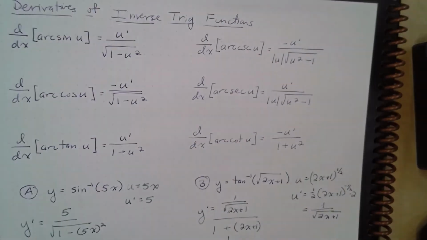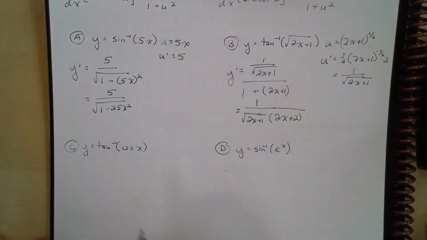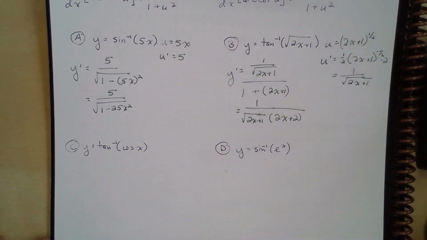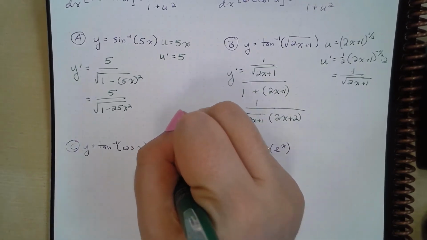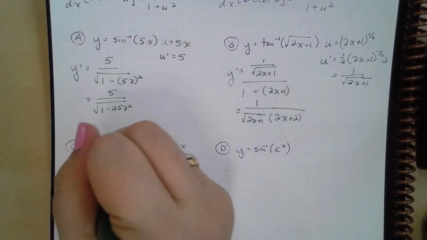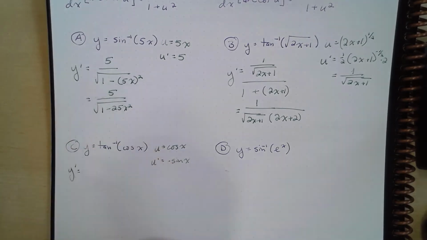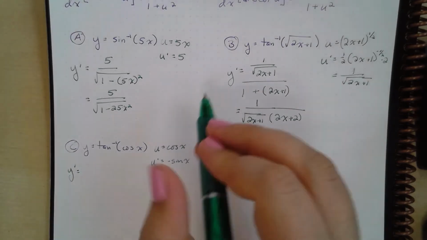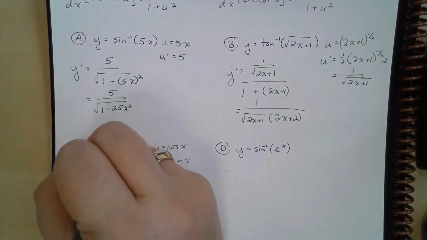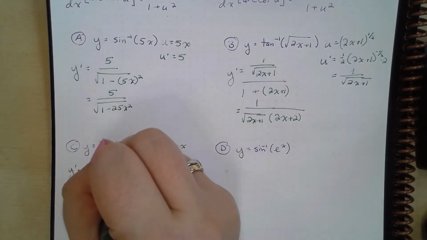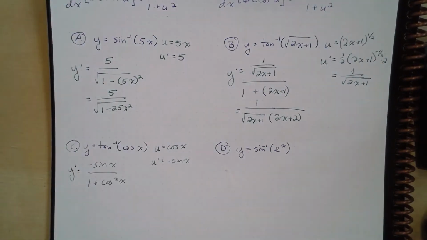All right, let's do a little bit more complicated example. Here we have the tangent inverse of cosine of x. Well, our u in this situation is cosine of x. So u is equal to cosine of x. u prime is equal to negative sine of x. So the derivative of tangent inverse of cosine of x, y prime, is going to be equal to negative sine of x over 1 plus cosine squared x. That's it. Pretty simple.